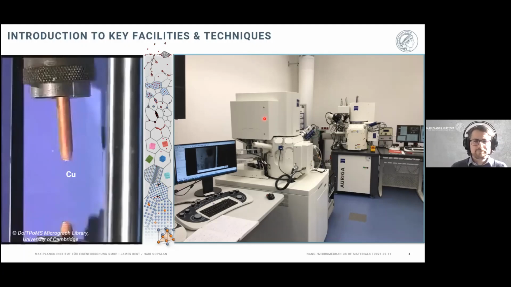Right. So one of the things, like James pointed out, we can do this macroscopic testing, and we want to miniaturize the sample. So that means the first thing that you do is to fabricate it. So how do you fabricate it? You use a focused ion beam to fabricate it.